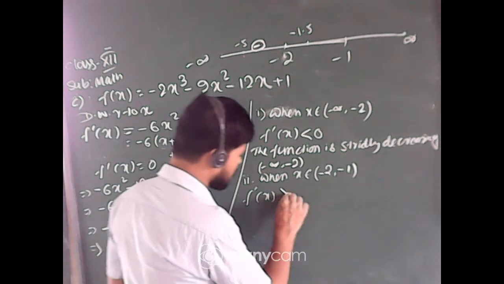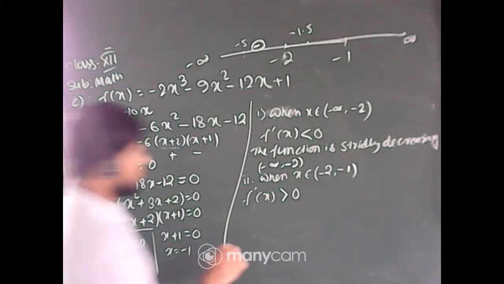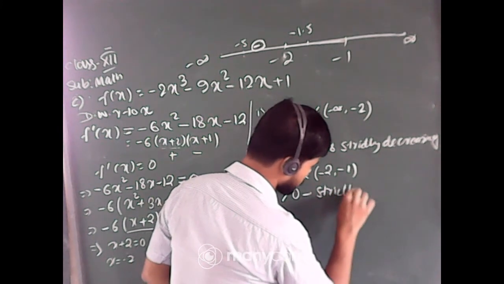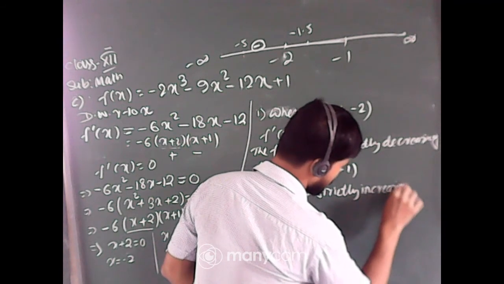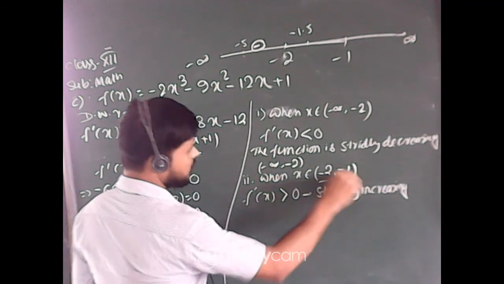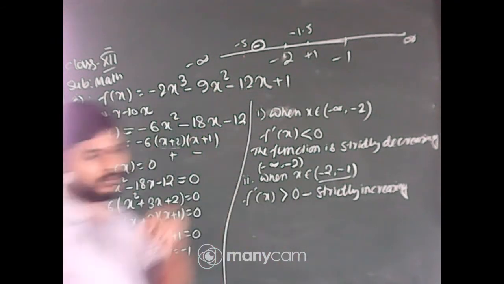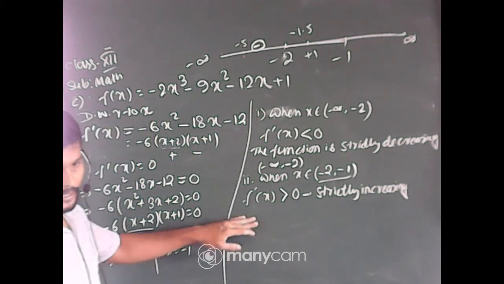So f'(x) is greater than 0. That means the function is strictly increasing on this interval, minus 2 to minus 1. And one more interval is there, minus 1 to plus infinity.